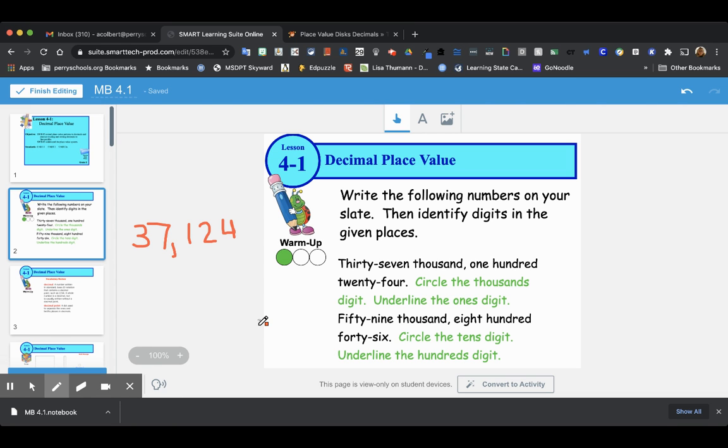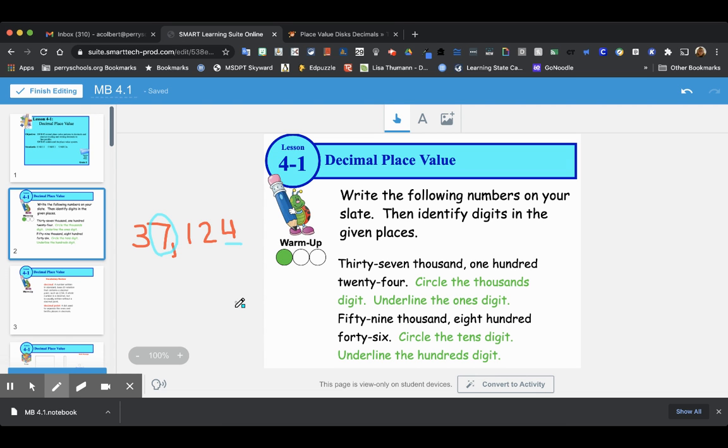All right, so you can see that I wrote my first number, 37,124. And now it says to circle the thousands digit and to underline the ones digit. So my thousands, I know I can refresh my memory, and I know my thousands place is this first one to the left of the first comma here. And so I'm going to circle the 7. And the ones digit is going to be this far one over to the right. And so I'm going to underline the 4 there.